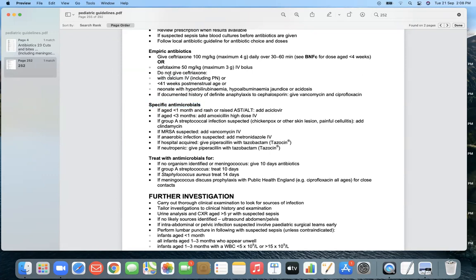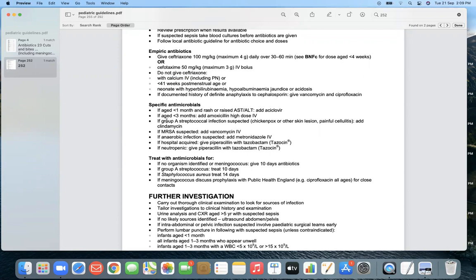Okay, so we'll remember three reasons here: calcium, and we will avoid in neonates, and if there is anaphylaxis, if they ask. Otherwise, we'll just say ceftriaxone 100 mg per kg. This is the standard empiric antibiotic. And if neonate, you will consider cefotaxime.